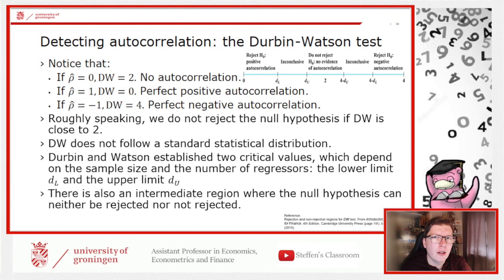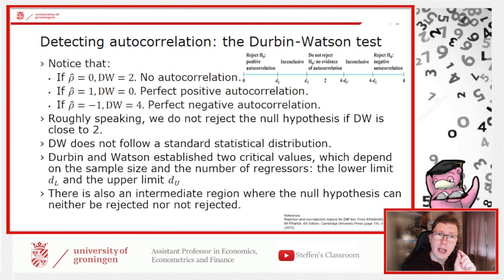First downfall is it could be inconclusive. That's not very nice because that gives us nothing. Second is it only tests for first order autocorrelation. And let me be clear, what is first order autocorrelation? That is that the errors today correlate with the errors yesterday.